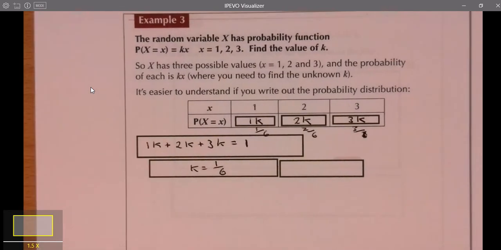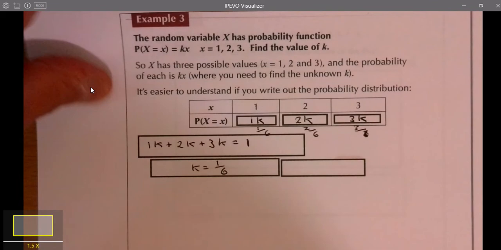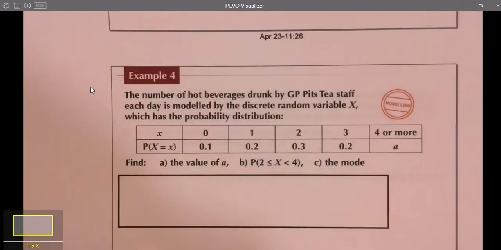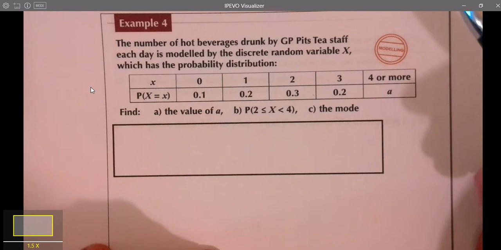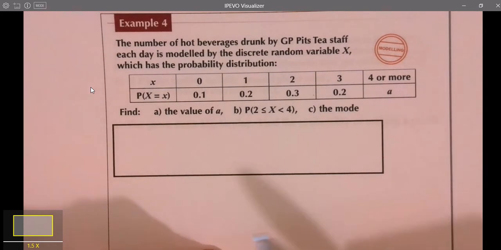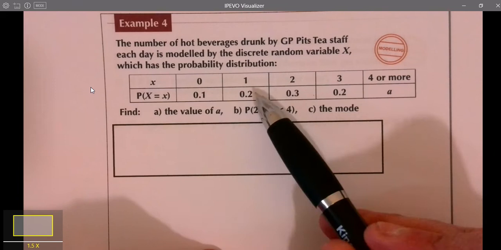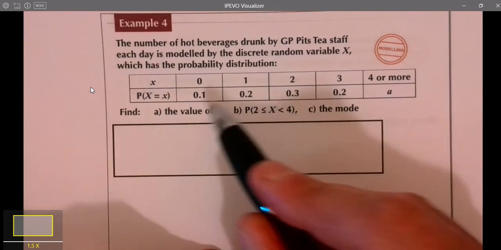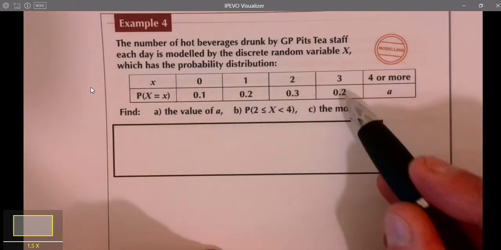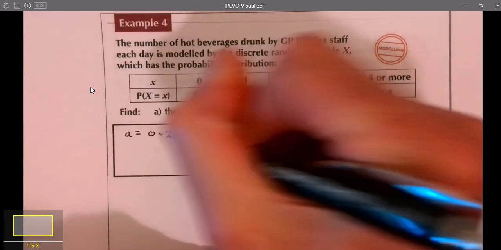Right, example 4. Remember, pause, carry on, come back and check it. Hopefully you're starting to get the idea here. Now this one says find the value of A. Well, what do I know? That this plus this plus this plus this equals 1. So what's that? 0.3, 0.6, 7, 8. So A has to equal 0.2.